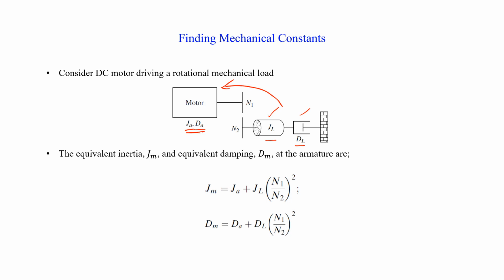So if we include the gears, then we can reflect back JL through this term and DL through this term. And at the armature side, the Jm will be the combination of the armature's inertia and the inertia of the load, which is reflected back from the load to the armature. And similarly, the Dm will be the combination of the damper of the armature and the damper term which was reflected back from the load side.